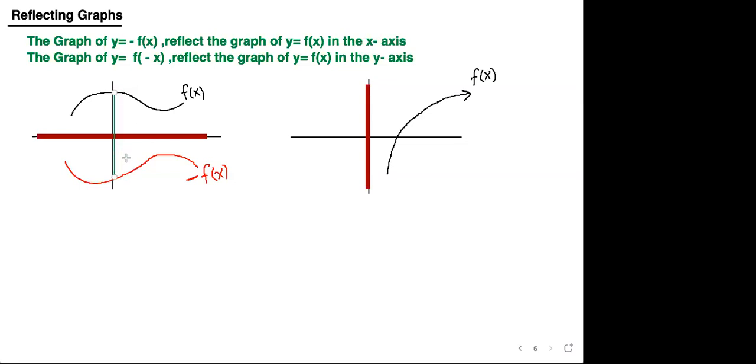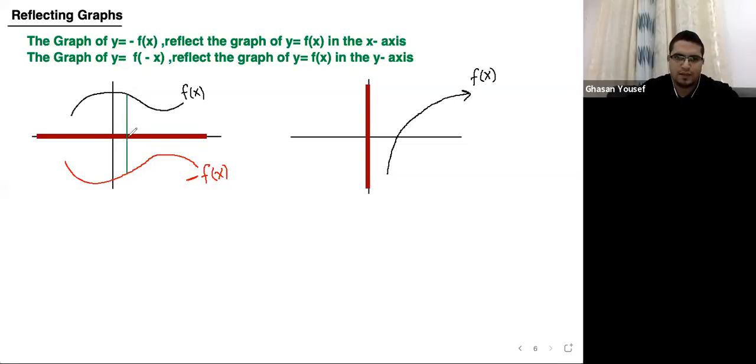Exactly. So the distance from the x-axis to this point is the same as from the x-axis to this point. So the distance from here to here is the same. Also here, the same thing: the distance from this point to the x-axis is the same as from the x-axis to this point. And the distance here is the same also.